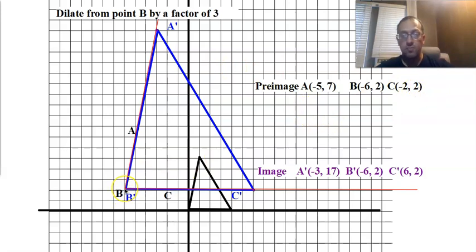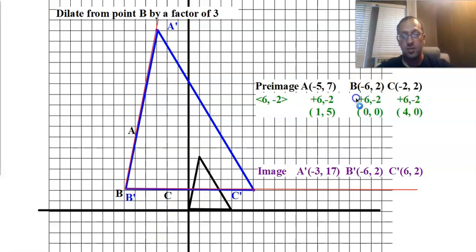And that vector to get from point B, there we go, -6, 2, to the origin is just subtract this -6, 2, right? So there it is. -5 plus 6 is 1. 7 minus 2 is 5. -6 plus 6 is 0. 2 minus 2 is 0. Because that puts it on the origin. See, so point B is on the origin. -2 plus 6 is 4, and 2 minus 2 is 0. Right there.